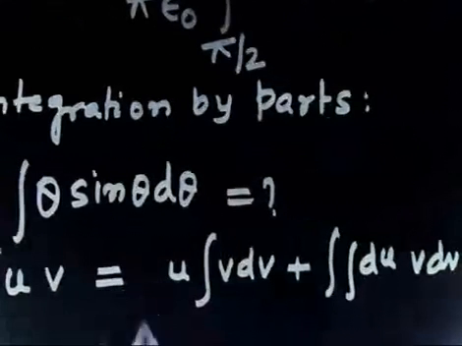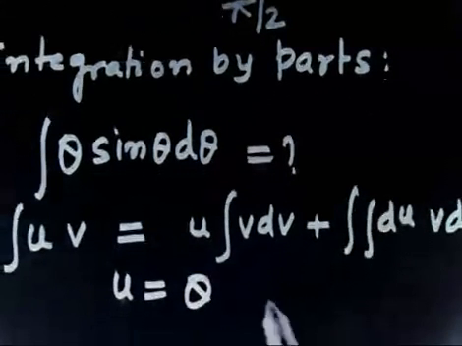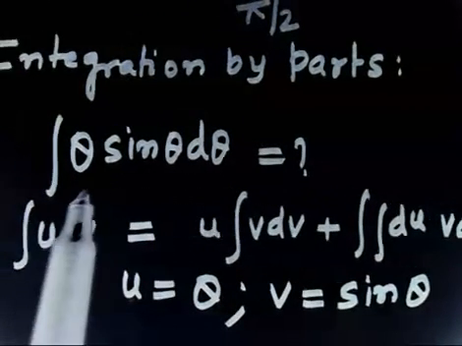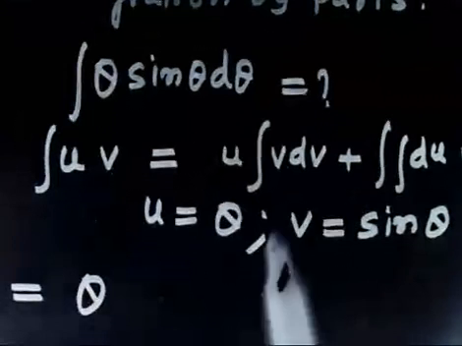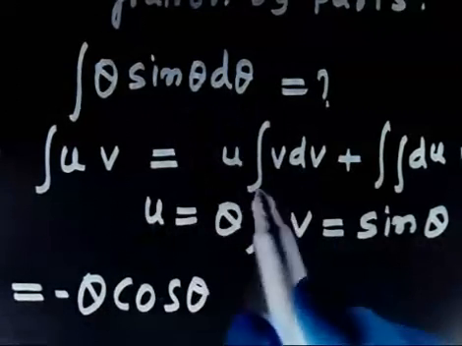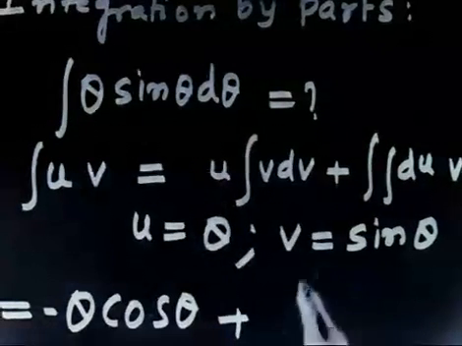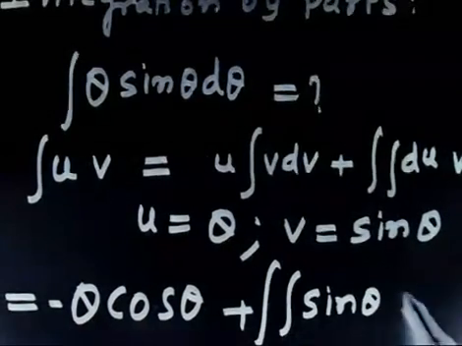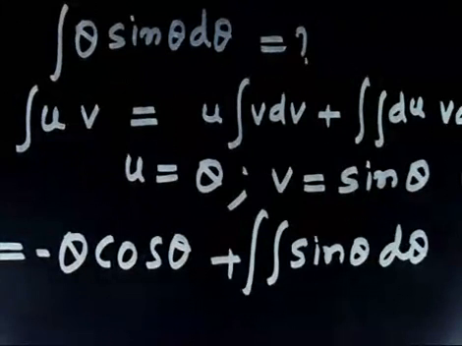So if I do this, let us say in this case my u is theta and v is sine theta. So how will we do this integration? I have to leave u, that is, leave theta, and then integrate v dv, that is, integrate sine theta. So integration of sine theta is minus cos theta. So this part is over. Now the second part, differentiation of theta, that is u, so differentiation of theta is 1. Now I have to integrate minus cos theta d theta. Now integration of cos theta is sine theta.